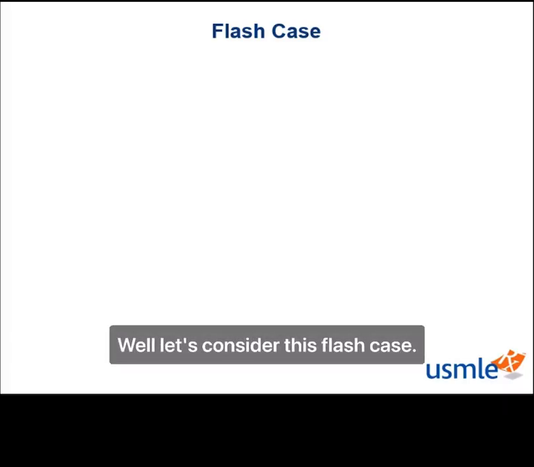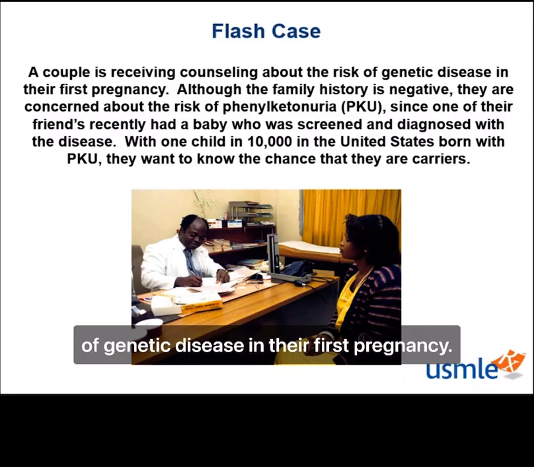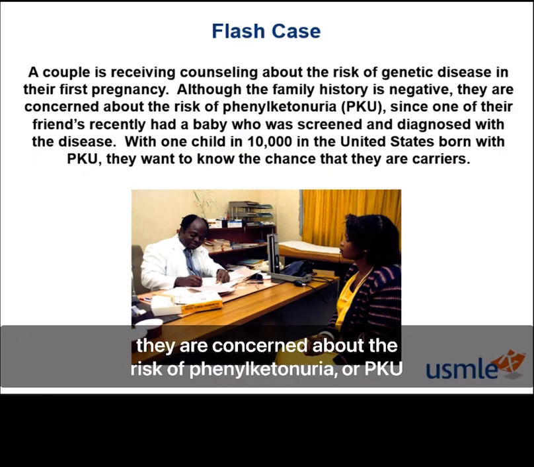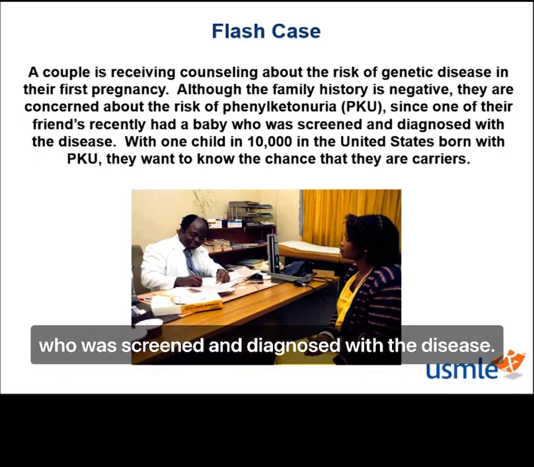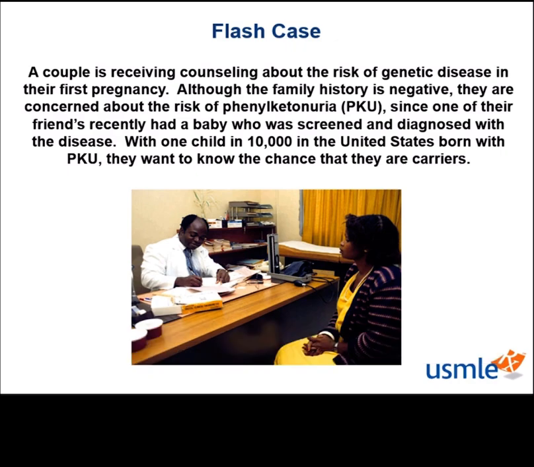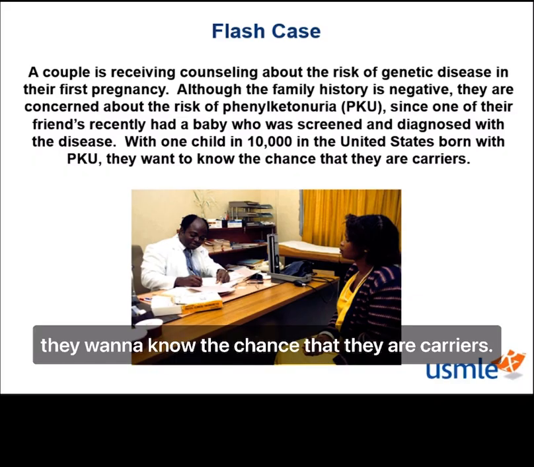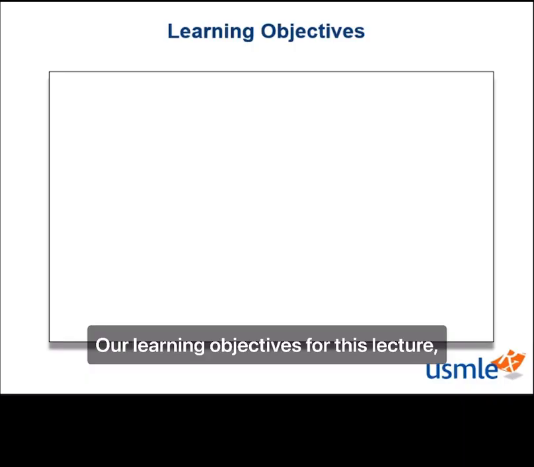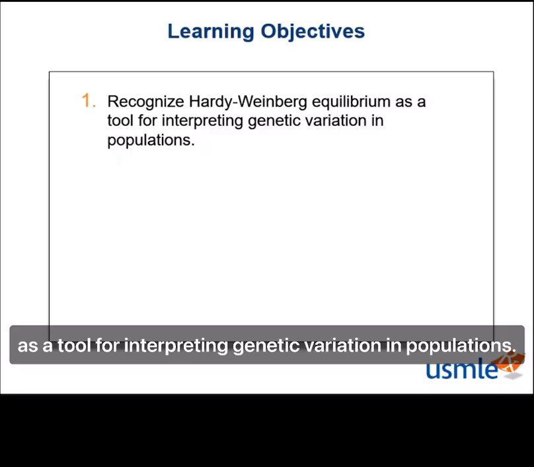Well, let's consider this flash case. A couple is receiving counseling about the risk of genetic disease in their first pregnancy. Although the family history is negative, they are concerned about the risk of phenylketonuria, or PKU, since one of their friends recently had a baby who was screened and diagnosed with the disease. With one child in 10,000 in the United States born with PKU, they want to know the chance that they are carriers.